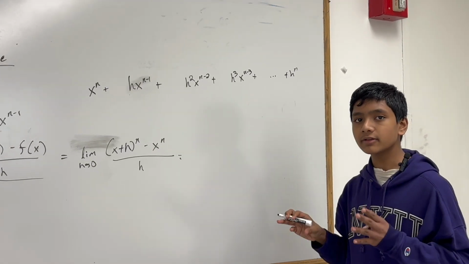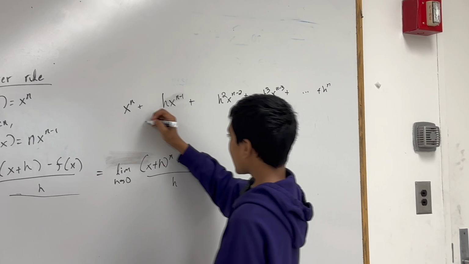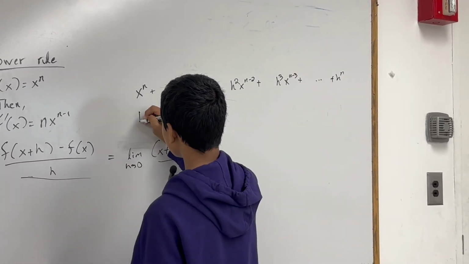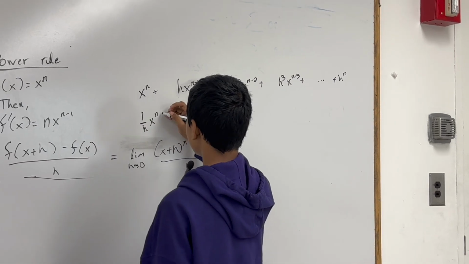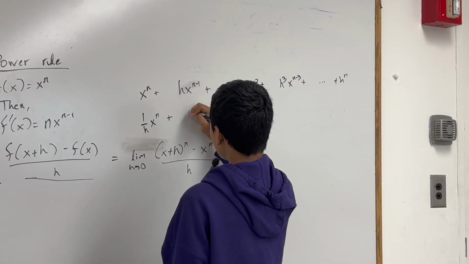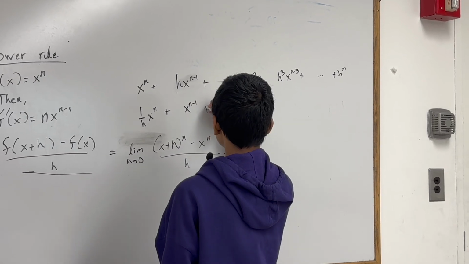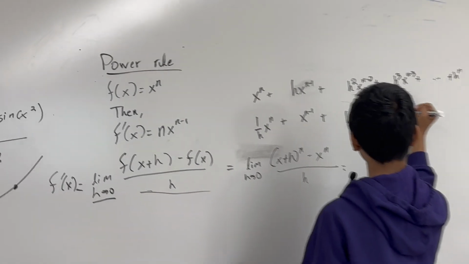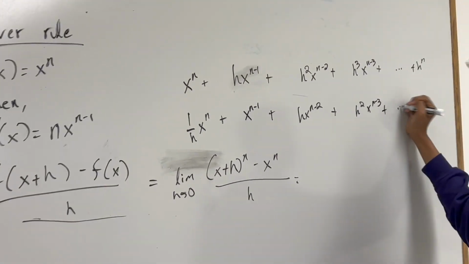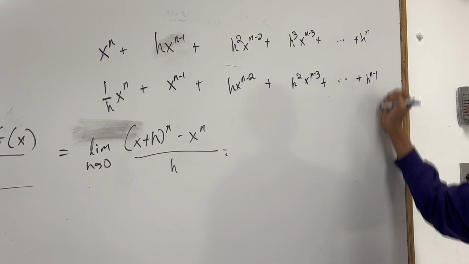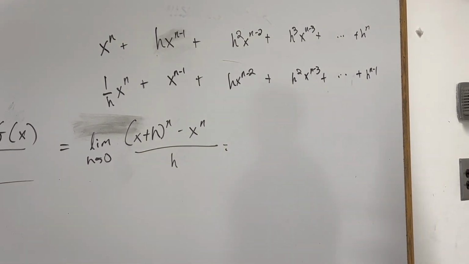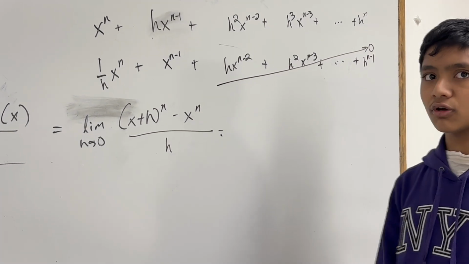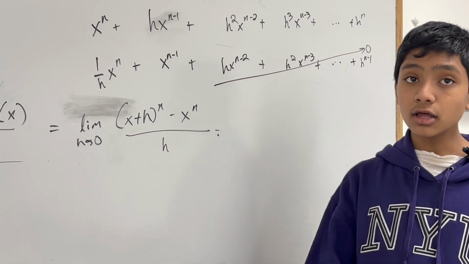Now, here's what you have to keep in mind. We're dividing everything by h at the end of the day. So eventually, this is going to look like 1 over h times x to the n, plus x to the n minus 1 plus h x to the n minus 2 plus h squared x to the n minus 3 plus dot dot dot plus h to the n minus 1. And you must realize that as h approaches 0, all of these terms are going to go to 0 as well. But there's another catch.